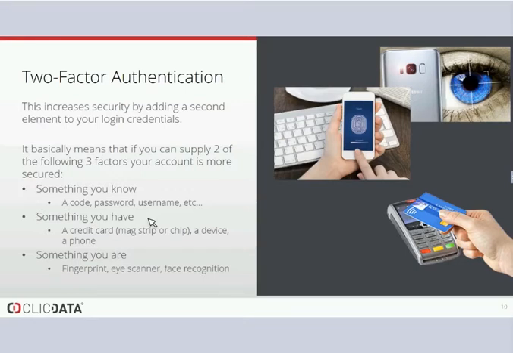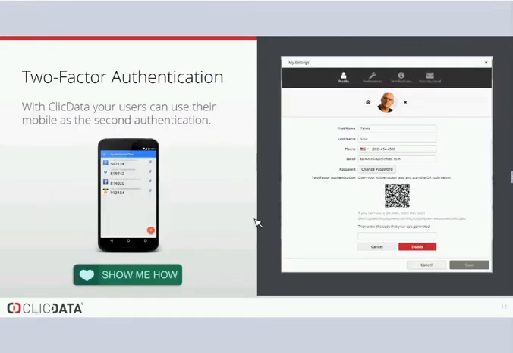We will utilize your username and password and something that you have, typically a telephone. So how does that work in ClicData? Well, in ClicData, you're going to enable two-factor authentication so that when you log into your account, it's going to ask you for an additional thing. It's going to send something to your telephone, typically a 6-digit number, that you will then, in addition to your username and password, have to put in. So I'm just going to show you quickly where that is set up.